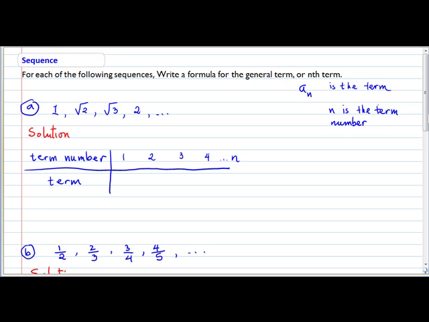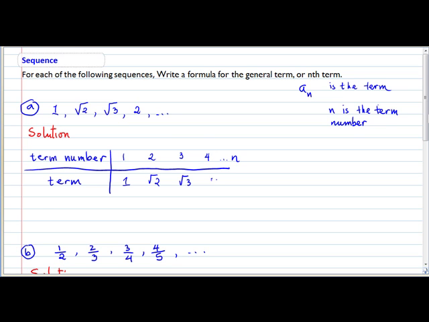So part A, we have 1, square root 2, square root 3, 2, dot, dot, dot. That is our sequence. Solution. To do this, I find it easy to draw a table, like so. I have a term number and a term down here. For the term number, I have 1, 2, 3, 4, and dot, dot, dot to n. So for term number 1, I have 1, and I have square root 2, square root 3, square root, and then 4.